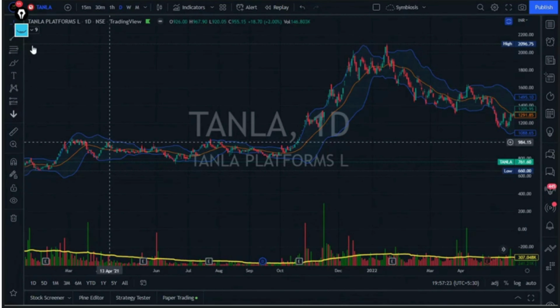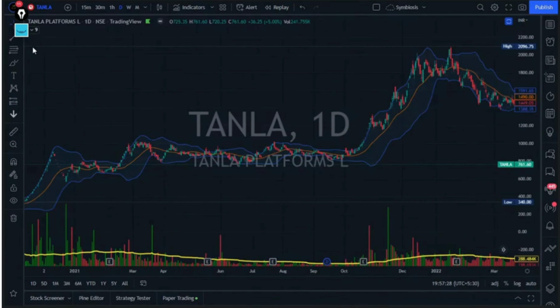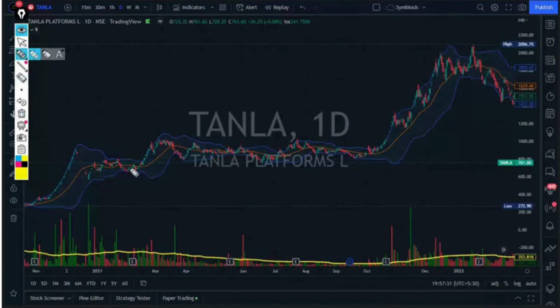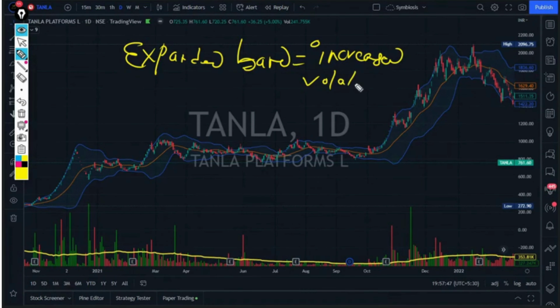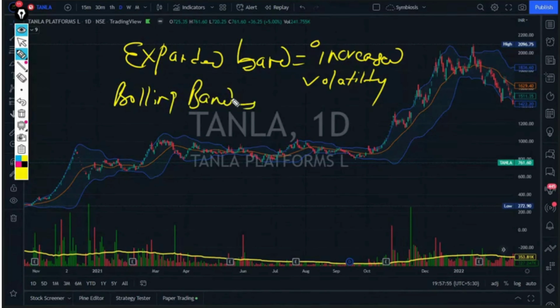Now, do you notice here that the band has expanded? I'm sure you're seeing this, that the band has expanded here. Also in this case, you would see that the band has expanded. If you see this one, right, that the band has expanded. So expanded band means what? Expanded band only means increased volatility, because Bollinger Band is measuring nothing else but volatility. It is just mapping volatility, plus minus 2 on both sides.